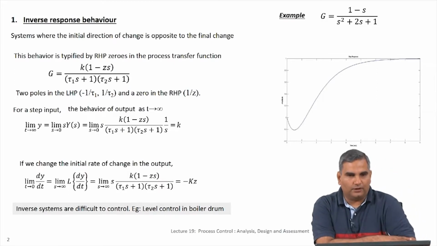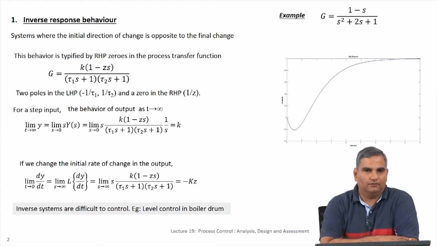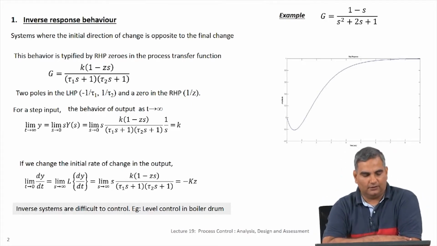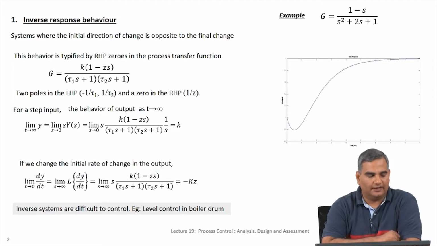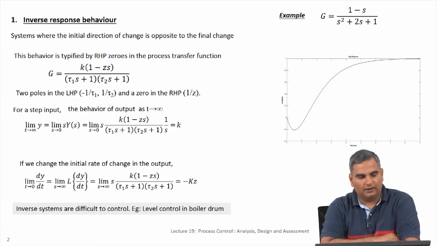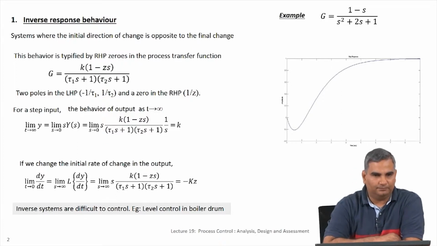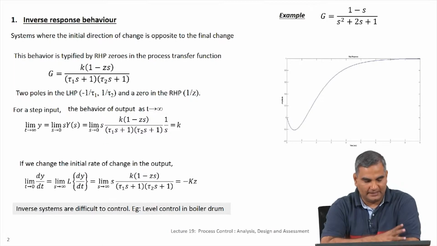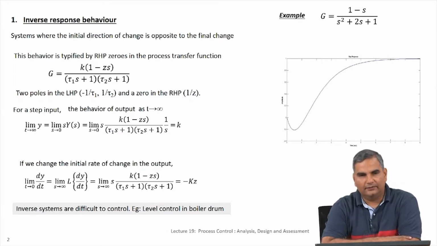So, since we are talking about dynamics which are more difficult to control, we will start with the first dynamic behavior, which is more difficult to control than standard systems, and this is called an inverse response behavior. What I am going to do in this case is actually I am going to describe inverse response behavior purely from how the transfer function looks.